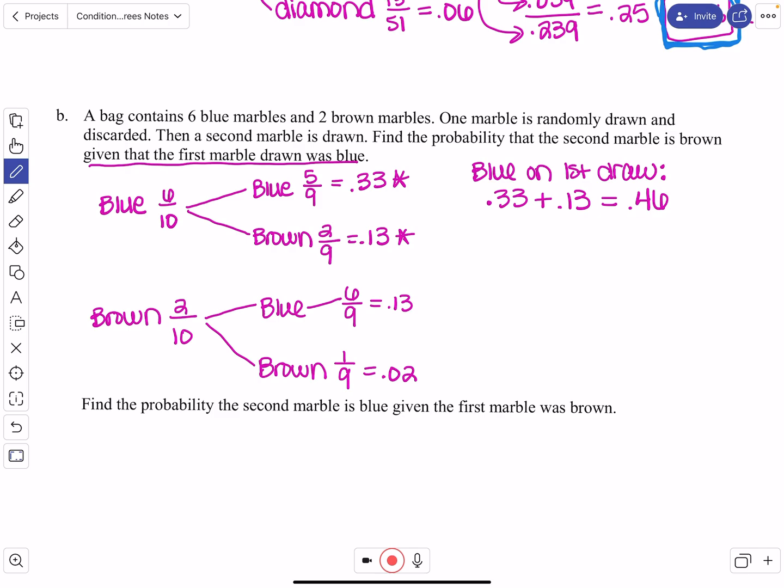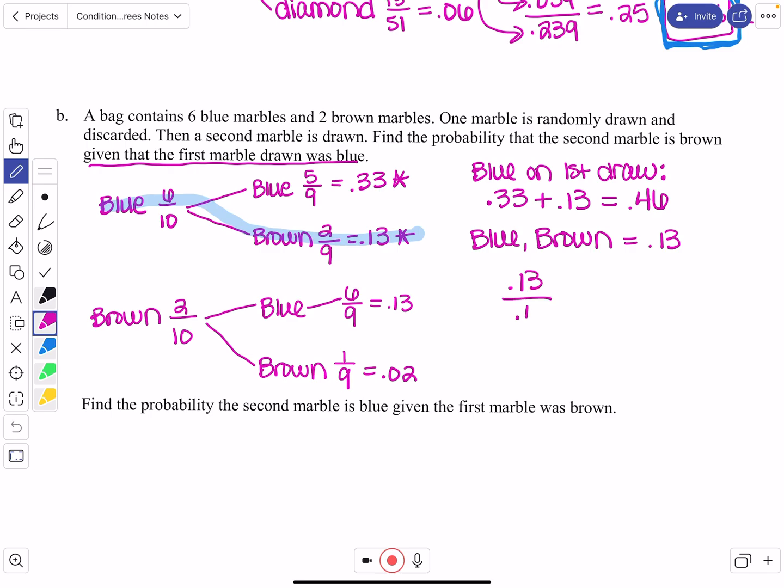Okay, now the order that it happened was blue, then brown. So I followed the path of blue and brown. That probability was 0.13. So now I divide 0.13 by 0.46, which is 0.28. So it's a 28% chance.